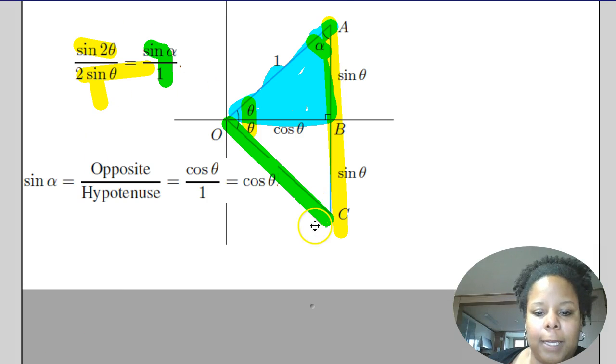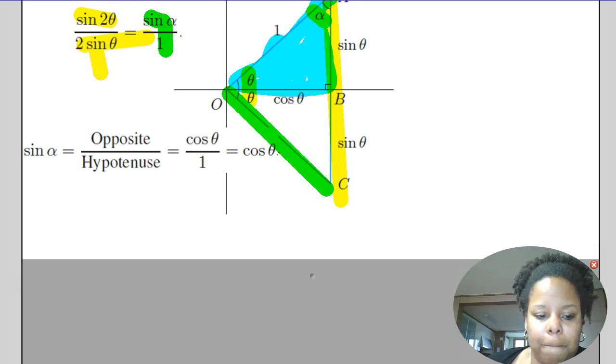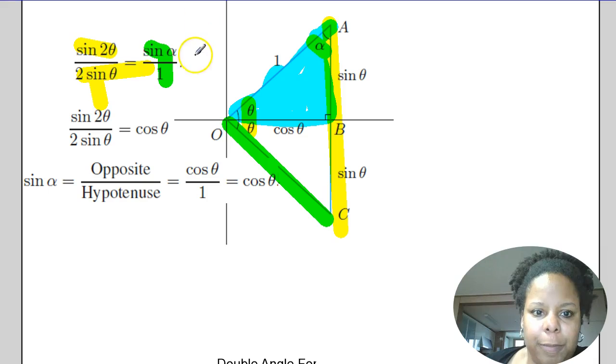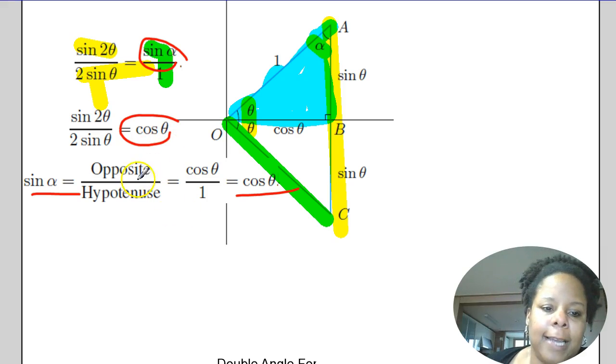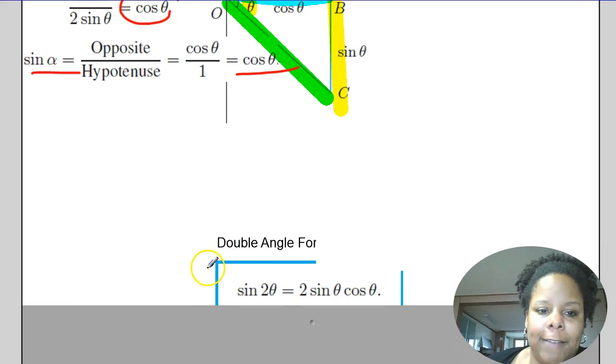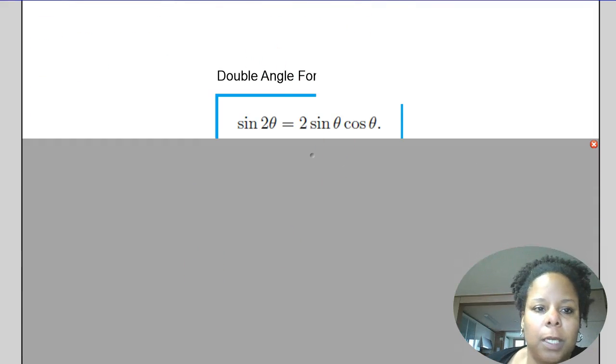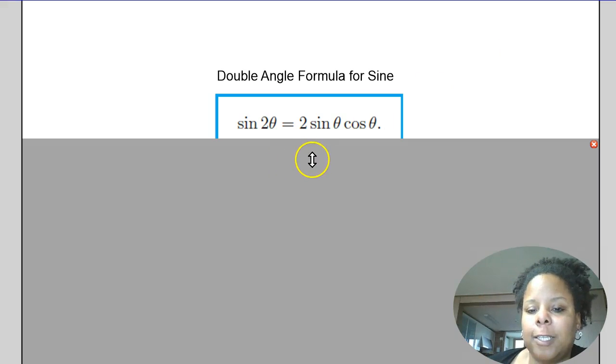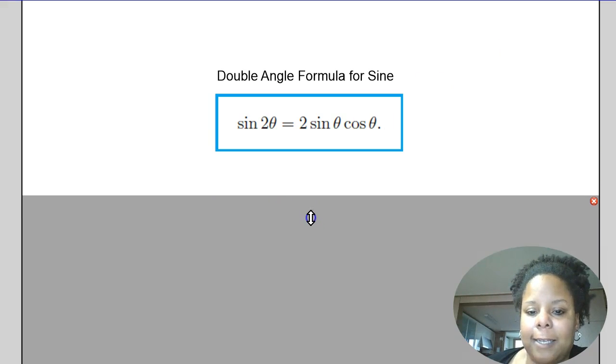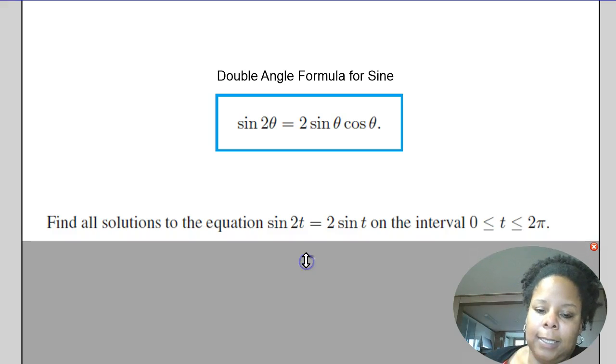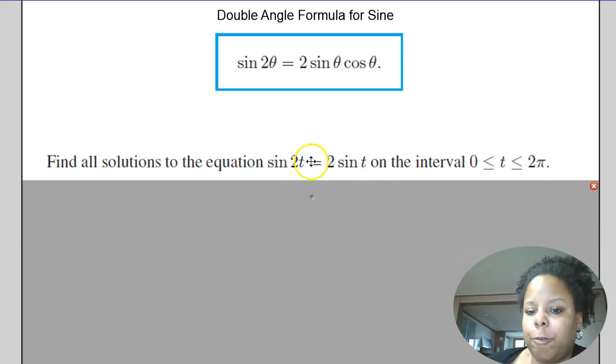And when I do that, I end up with this ratio because of replacing sine of alpha with cosine of theta. And then I can just solve for sine of 2 theta by multiplying both sides, and now I have a double angle formula for sine as well. Sine of 2 theta is equal to 2 sine theta times cosine theta. All right?